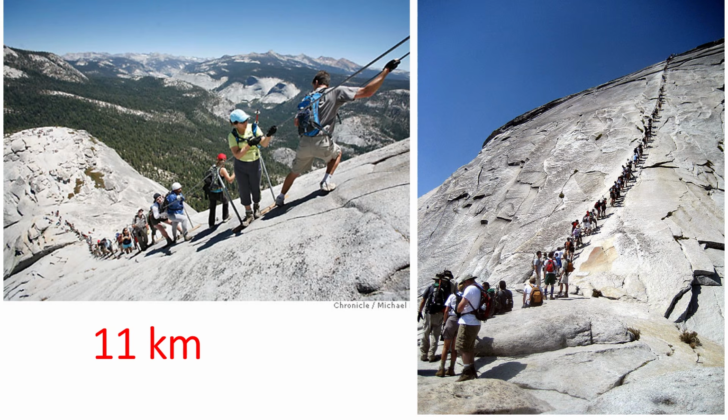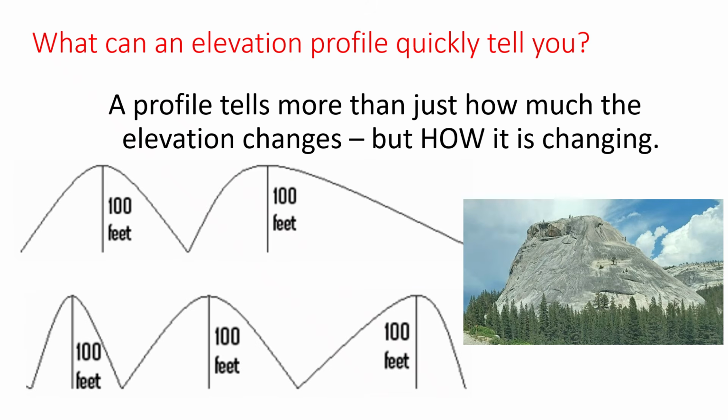You can get a sense of what the land is actually like, what the path is actually like by looking at the elevation profile. So the whole point of an elevation profile is it can tell you how much the elevation changes and how it is changing. For example, here, that side, very steep. This side, not as steep. That's the advantage of a profile, a side view.